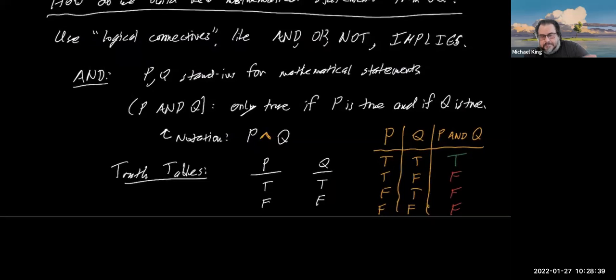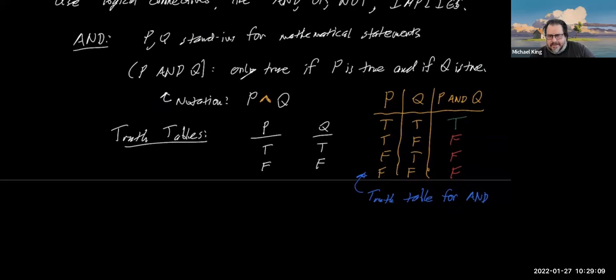Does that make sense? This is called the truth table for and. Any questions about that? That's just the most basic truth table.